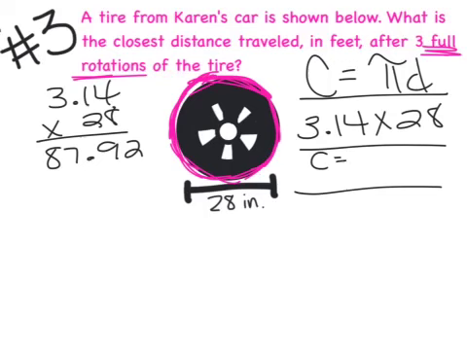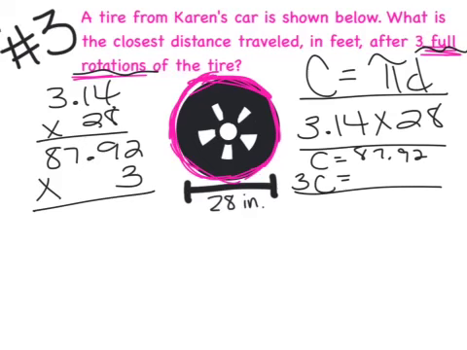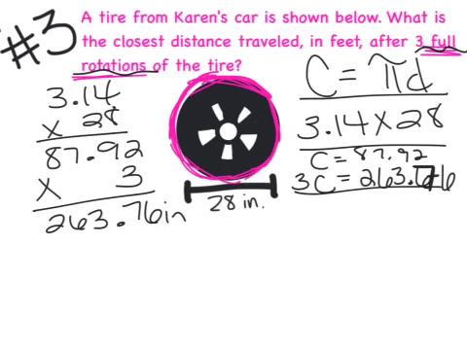But does it want one time around? No, it wants our 3 full rotations. So I'm going to have to take that and say, I need my 3 circumferences. So I take that and multiply by 3, and that gives me 263.76 inches. So my circumference for 3 is 263.76.